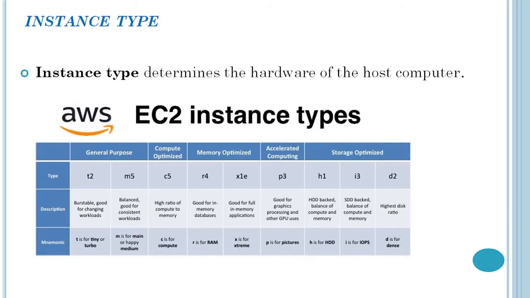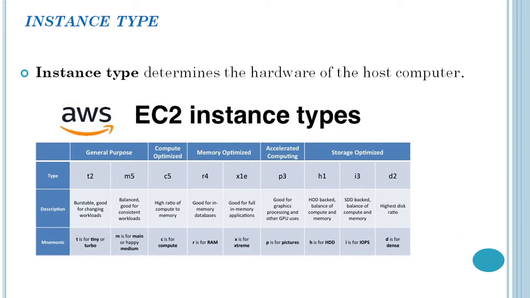Now we'll discuss instance types. The instance type determines the hardware of the host computer. Each instance type offers different compute, memory, and storage capabilities. Select an instance type based on the amount of memory and compute power that you need to run the applications or software that you plan to run on the instance.